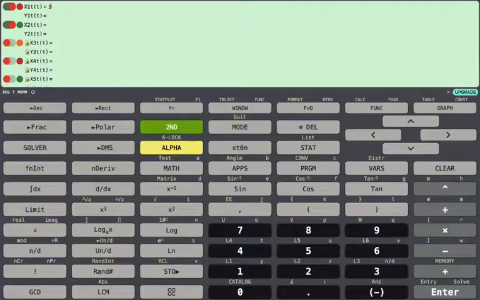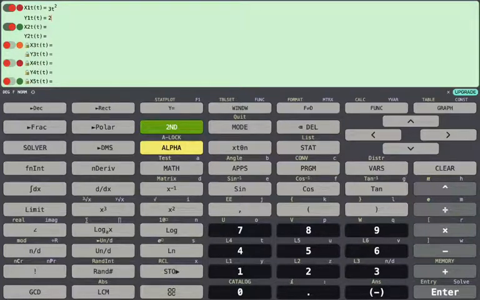Let's see, 3t. So you use the button right next to alpha, the button that says x, t, theta, and n. If you type that, it'll type in t here. So you're going to do 3t squared. And then into y1, you're going to type the other equation, which is just 2t.